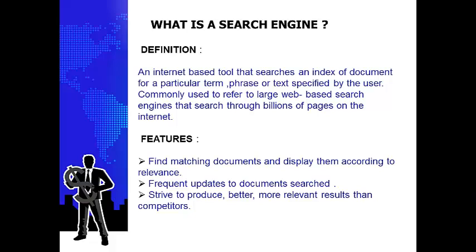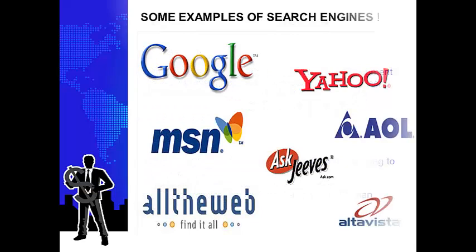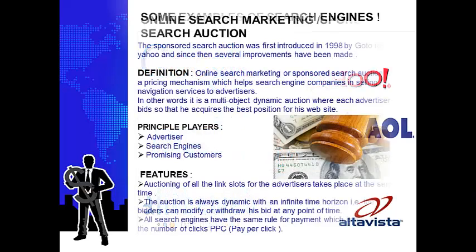Let's see what a search engine basically is. It is an internet-based tool that searches an index of documents for a particular term, phrase or text specified by the user. It finds matching documents and displays them according to relevance. Some examples of search engines are as follows, where Google and Yahoo are the major ones.